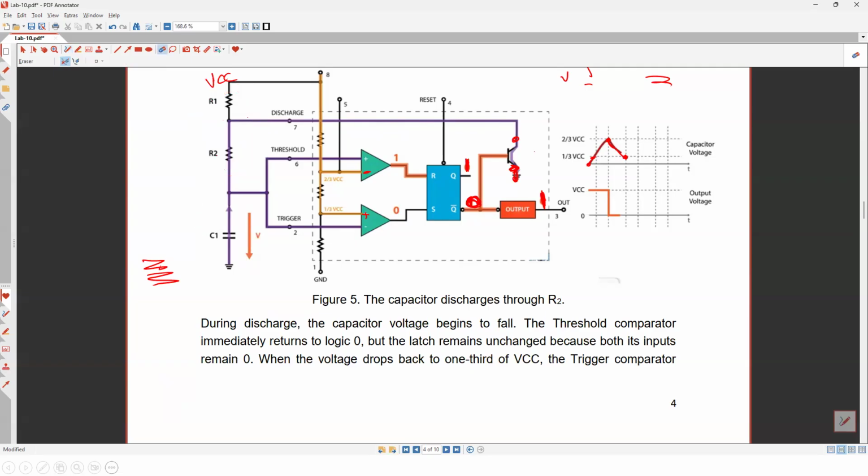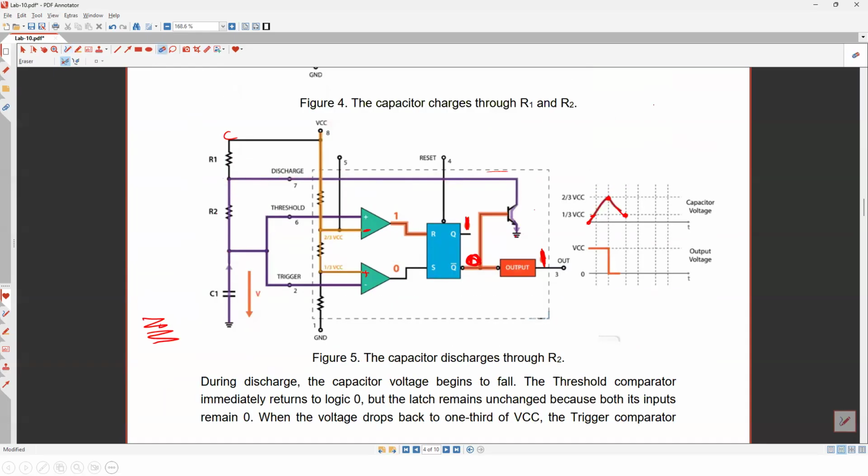But the second case is when it discharges from 2/3 to 1/3. In this case, the transistor is making a short circuit this way, and the capacitor has to discharge only through R2. Okay? What I'm saying now is very important to calculate the voltage across the capacitor using the formula we had in the class. Okay, so we have 2 cases.